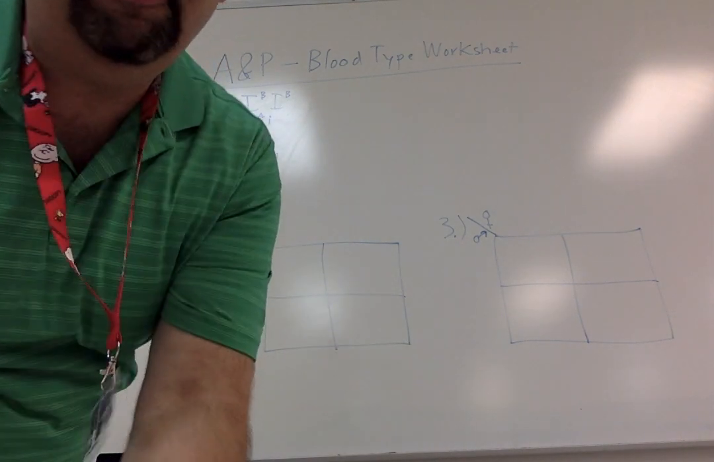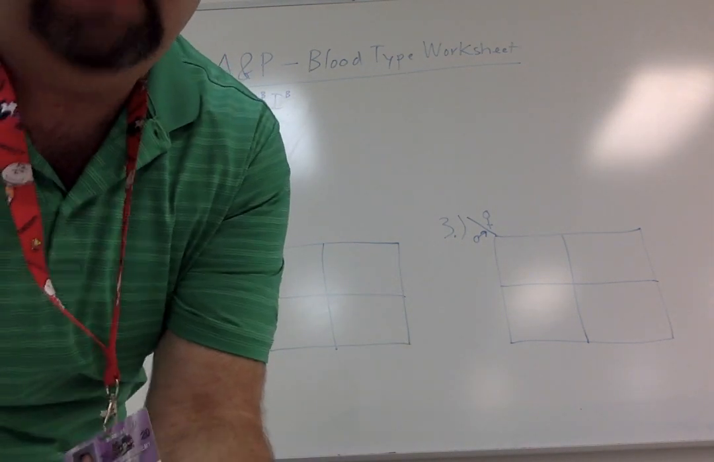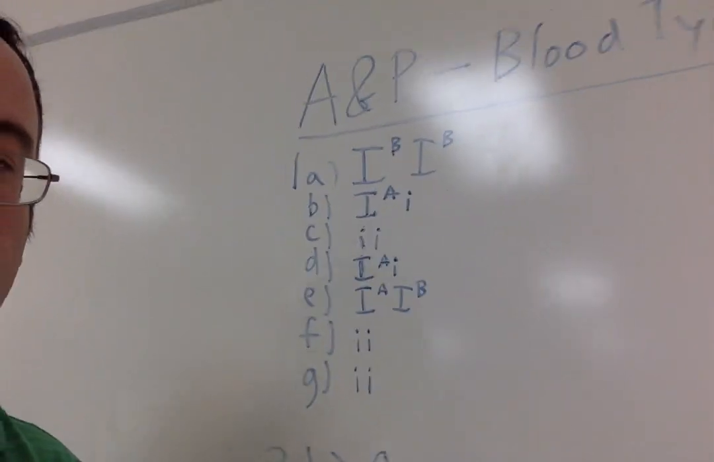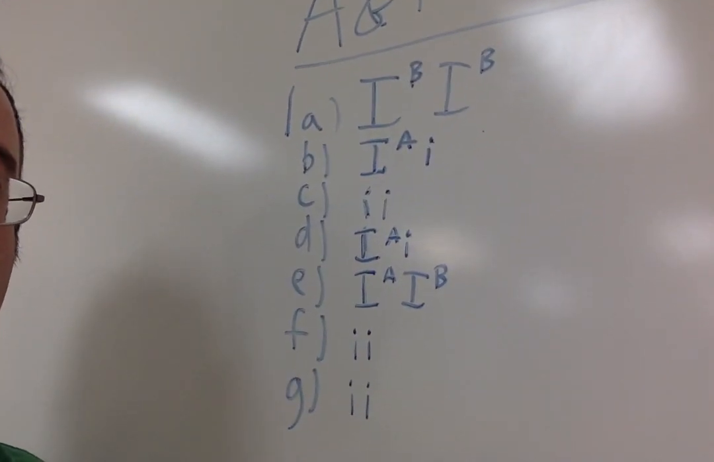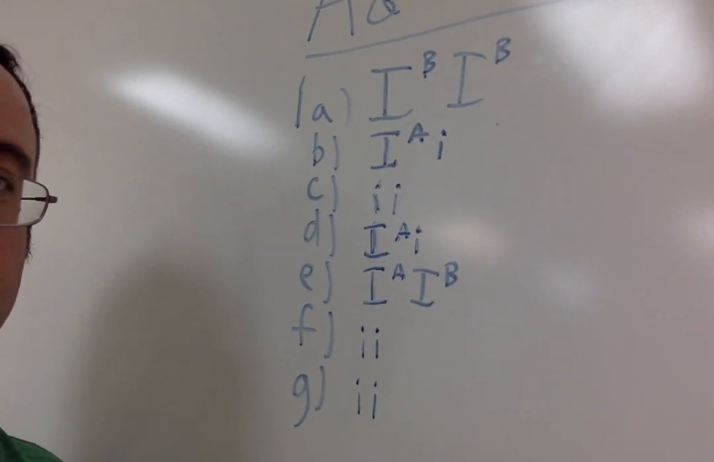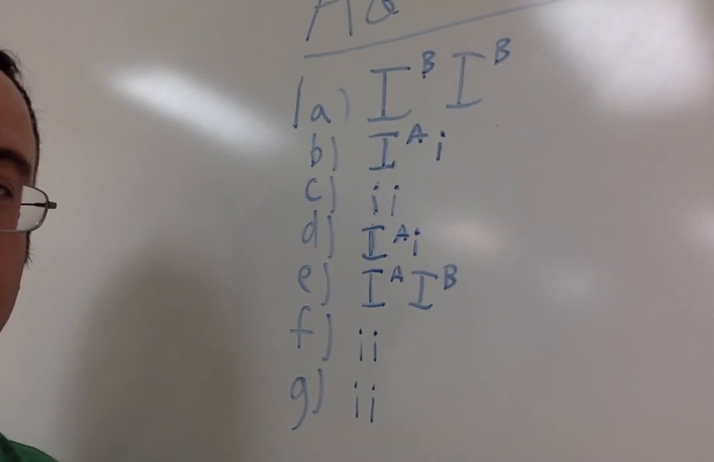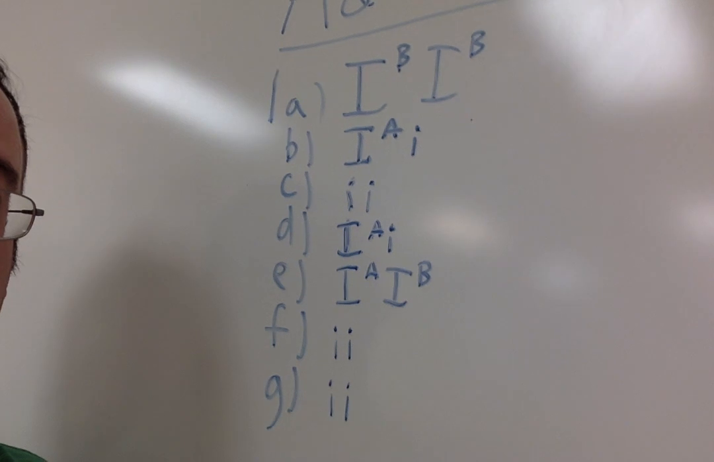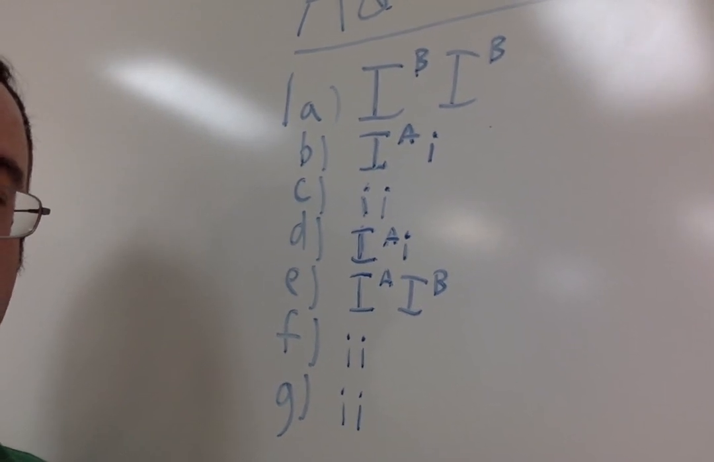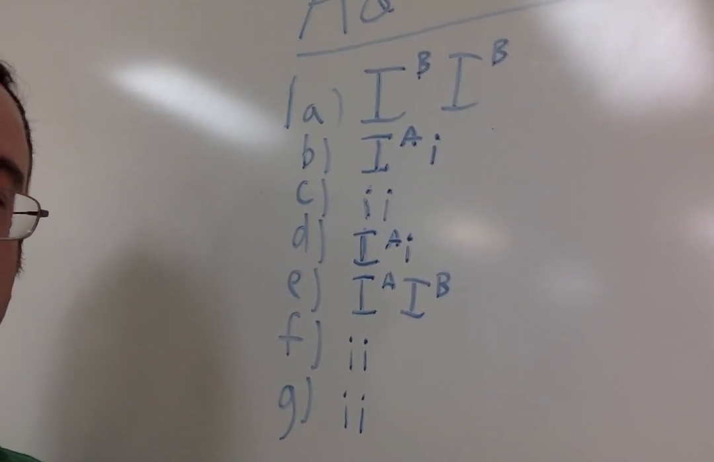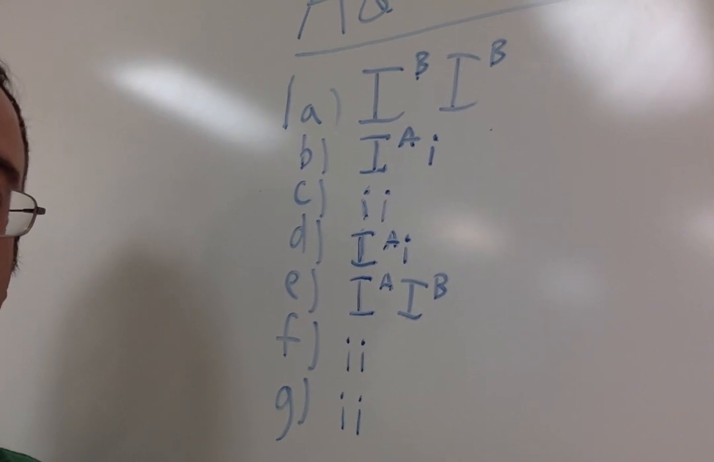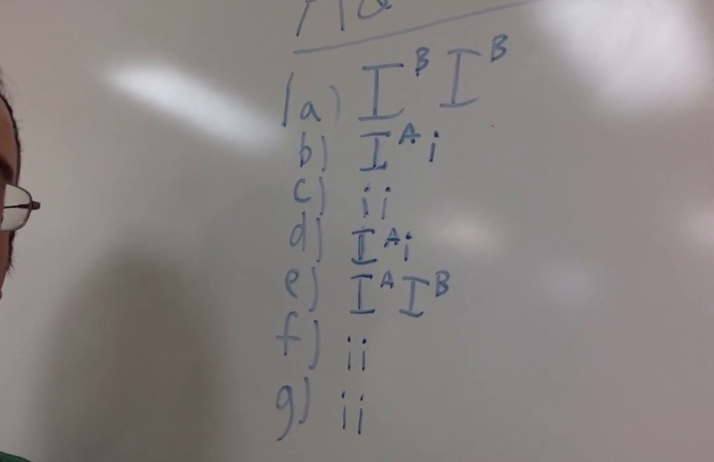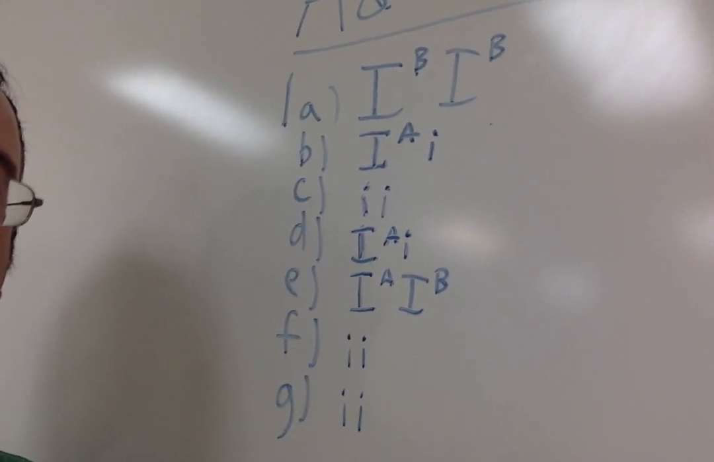If you were to look at the answers for number 1, I'll pull it closer. For number 1, part A is I to the B, I to the B. Part B is I to the A, little i. C is little i, D is I to the A, little i. E is I to the A, I to the B. F is little i, and G is little i. So those are the answers for number 1.